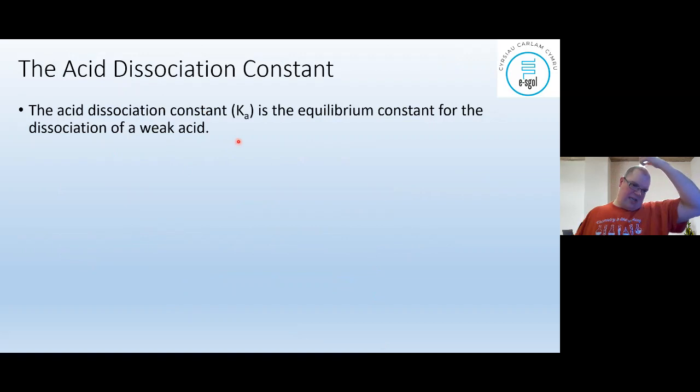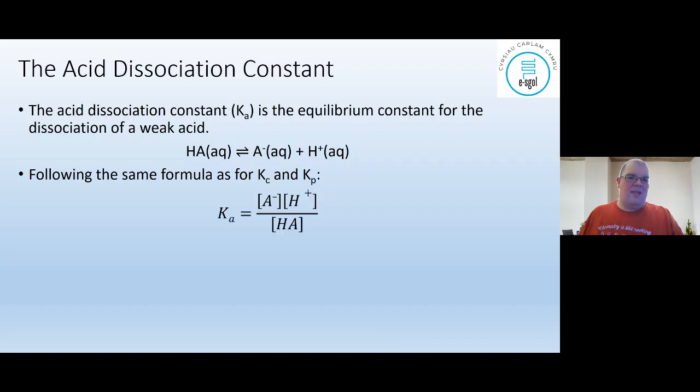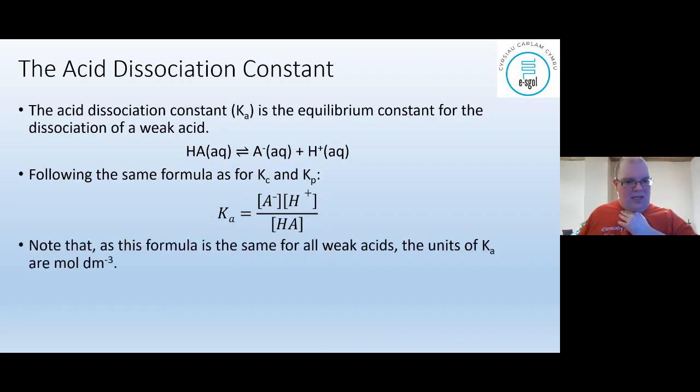Now, the acid dissociation constant, which is known as Ka, is the equilibrium constant for the dissociation of a weak acid. So this is now getting into new territory. There's our equilibrium again. Using the same formula that we used for Kc and Kp, this is our expression for Ka. So concentrations of the products raised to their power. In this case, all the powers are 1, so that's nice and simple. Divided by concentrations of the reactants, which in this case is HA. Again, raised to the power 1, so no complicated powers there, which is nice.